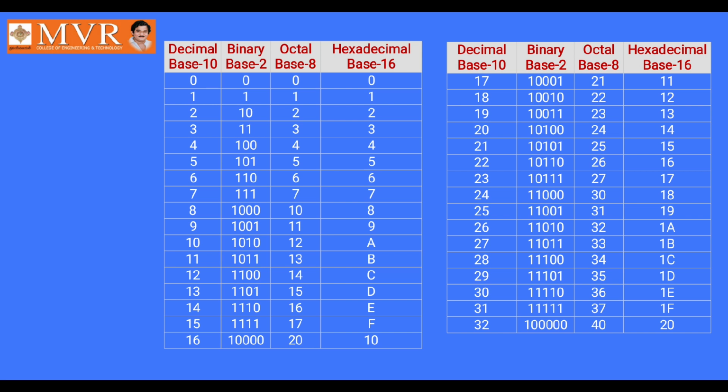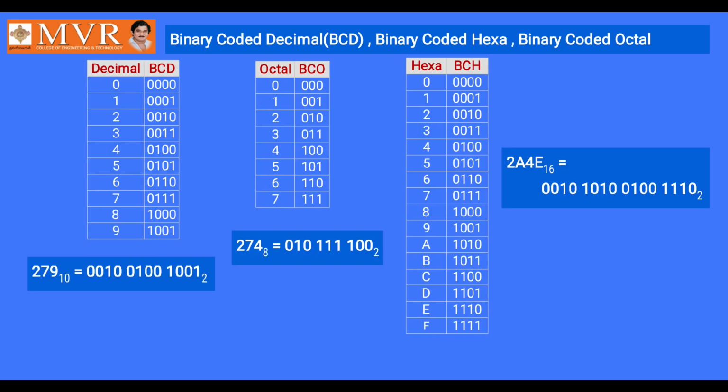So this table is given for your easy reference, and with the help of this table you can perform the conversions in shortcut methods. Before going to discuss the shortcut method conversion, let us see binary coded decimal, binary coded octal and binary coded hexa. Binary coded means 0 to 9, as in the previous table. For 0 to 9, the binary coded decimals are 0000, 0001, 0010 up to 1001. The 9 value is given.